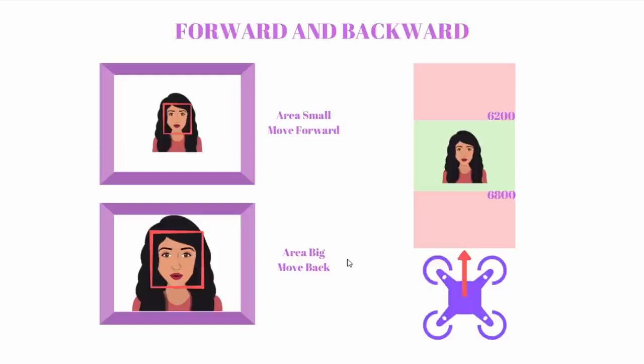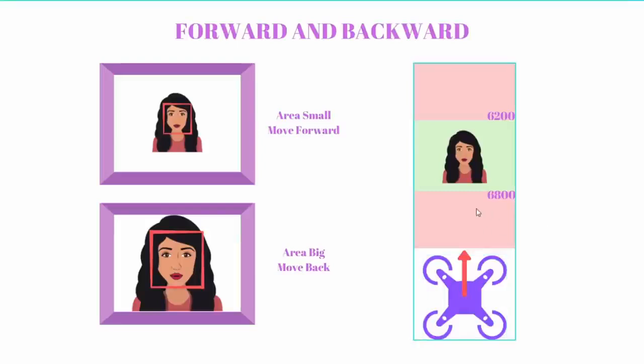So we are too close, we need to go back. If this is my drone and this red area is where it is too close and this red area is where it is too far, then for both of them the drone has to move. This green region is where you do not have to move at all.